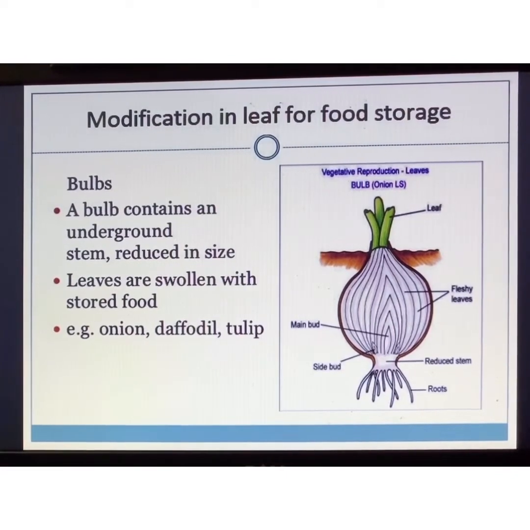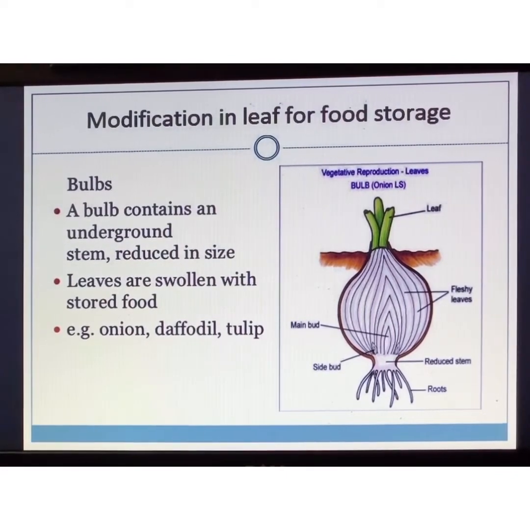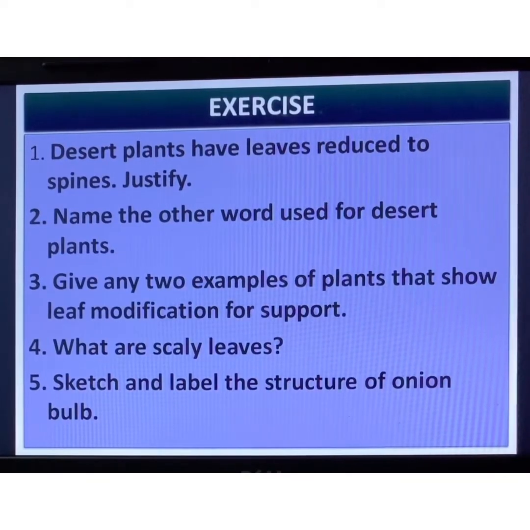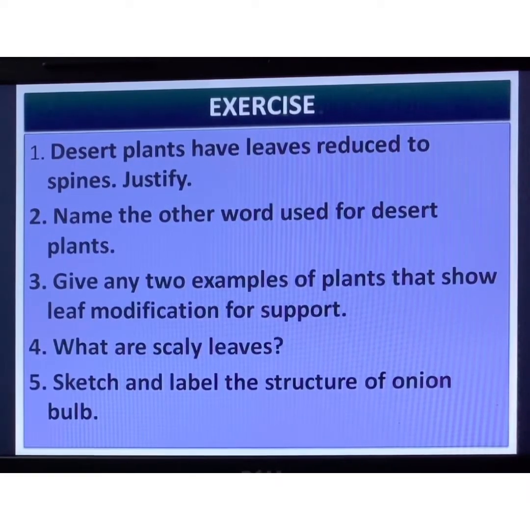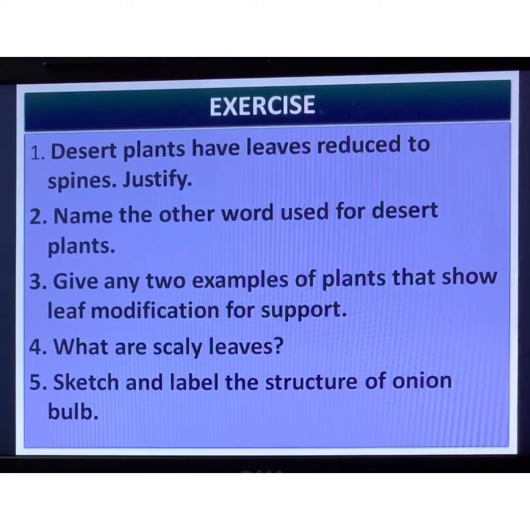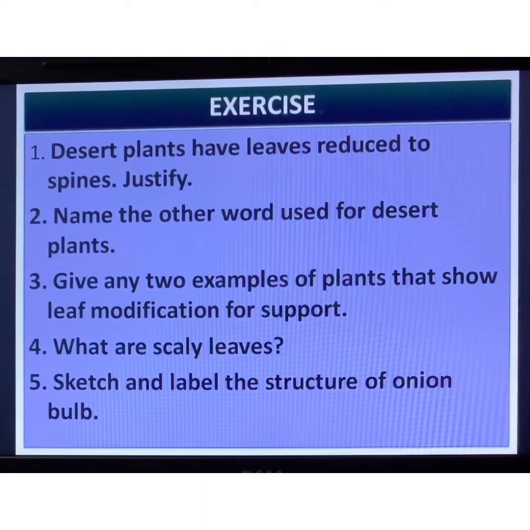So one example is onions. The other example is asparagus, which again has scaly leaves. Now here, the first one is a give reason: desert plants have leaves reduced to spines. You have to justify. Two, name the other word used for desert plants. Then, two examples that show leaf modification for support. What are scaly leaves? And you have to sketch and label the structure of an onion bulb.